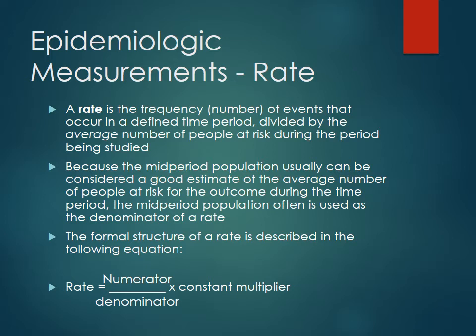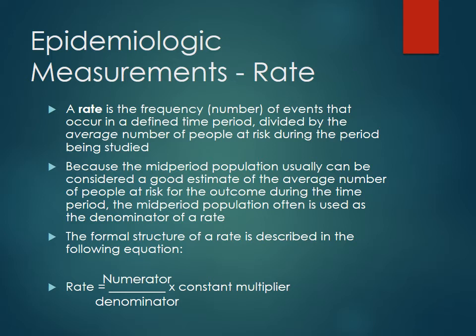So the rate is going to be the frequency or the number of events that occur in a defined time period, in this case a year, divided by the average number of people at risk during the period being studied. So how do you figure out that average number of people at risk? Basically what we can use to determine that is the mid-period population, and that's our best estimate for the average number of people at risk for the outcome during the time period. So the mid-period population often is going to be used as the denominator for rates. Right, so not for risk. For risk, you're going to use the beginning denominator of whoever is in your study at the very beginning. With rates, you're going to be using that mid-period point.